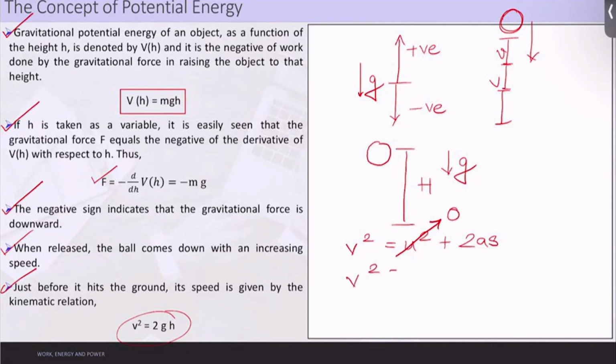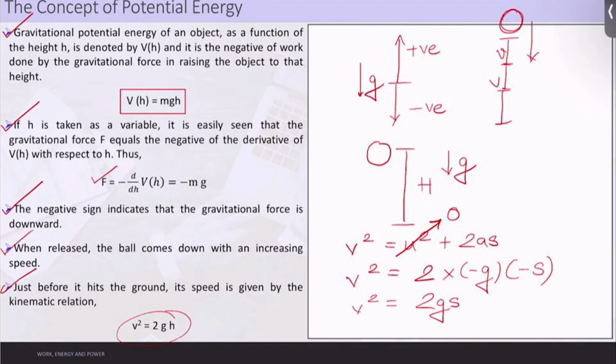So v square is nothing but equal to 2 multiplied by minus g into displacement, which is also in the negative direction, which is minus. Okay, so I hope it is clear why I'm putting minus g and minus s, because both are in the downward direction, and the sign convention says that everything you measure in the downward direction will be taken as negative. So this gives v square equal to 2gs.